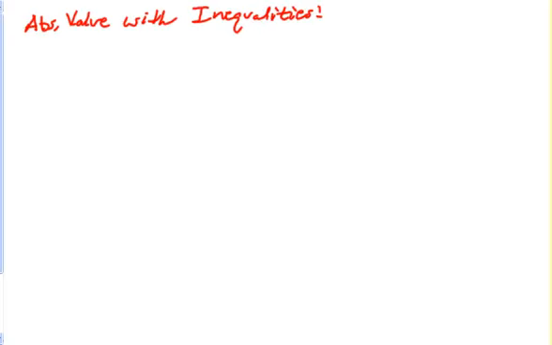Okay. Let's talk about absolute value. So this is kind of where it gets a little fun. So now we're going to talk about absolute value as we have been, but now with the inequality stuff. So absolute value with inequalities. And there's 2 main ideas. I'm sorry it's so messy. That looks horrible.